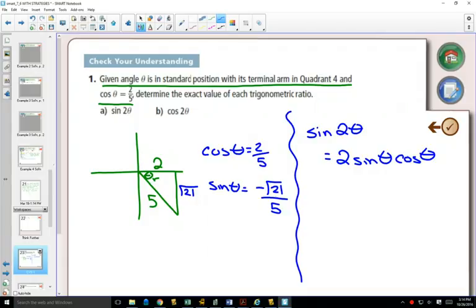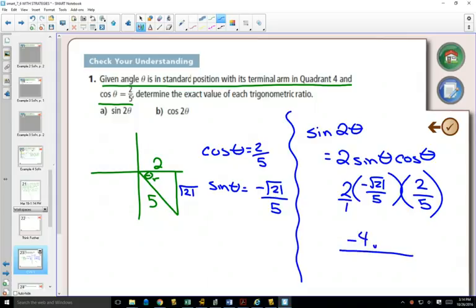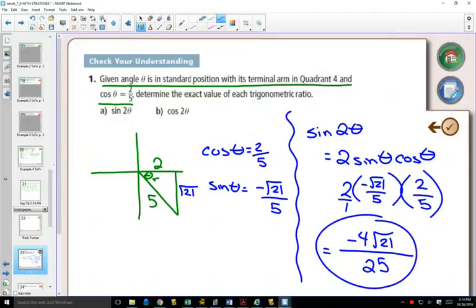You know that sine of theta, all of this, is negative root 21 over 5. And all of cos theta is 2 over 5. We don't know what theta is, but we're able to say what cos of theta and sine of theta are. And then multiplying the tops, this would be like 2 over 1. And multiplying the bottoms, we're going to get negative 4 root 21 over 25 is our answer.